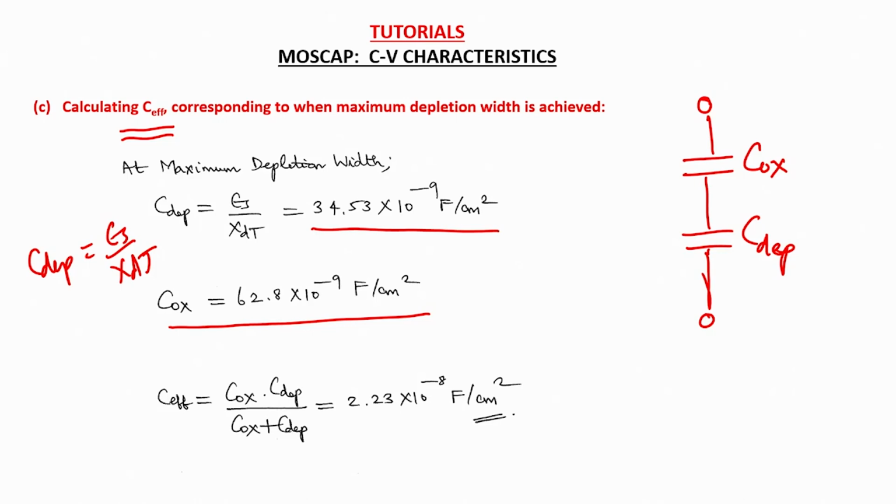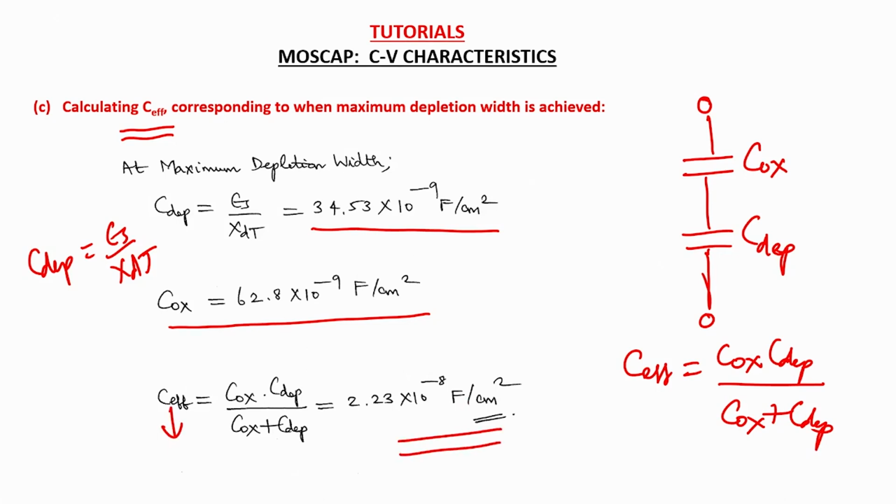And when you have 2 capacitances in series, the effective capacitance comes out to be Cox into C depletion by Cox plus C depletion. You are asked to find the effective capacitance in terms of unit area capacitance. So you arrive at this number for this problem.